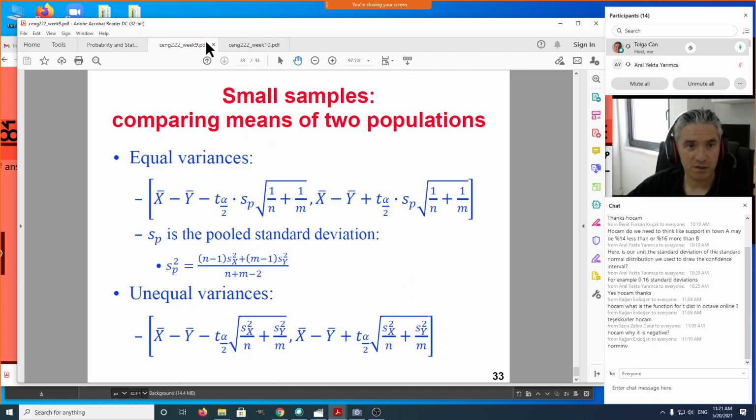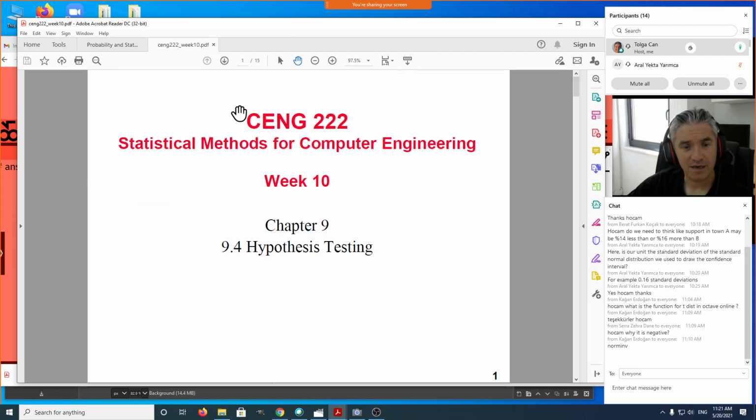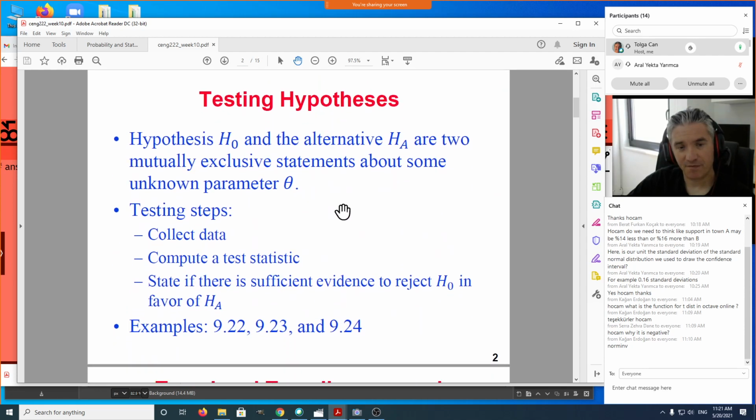All right, so this concludes section 9.3. The only remaining thing from chapter 9 is hypothesis testing. You're not going to cover 9.5 from this chapter. We'll finish our discussion of chapter 9 by finishing this section. Hypothesis testing is very similar to what we have done in confidence intervals actually, but this time we are going to be testing against some normal thing.